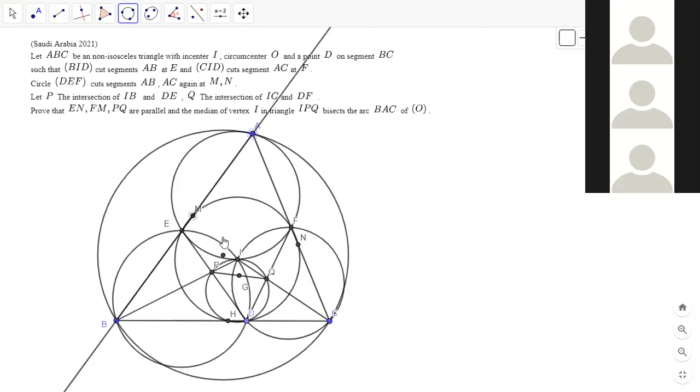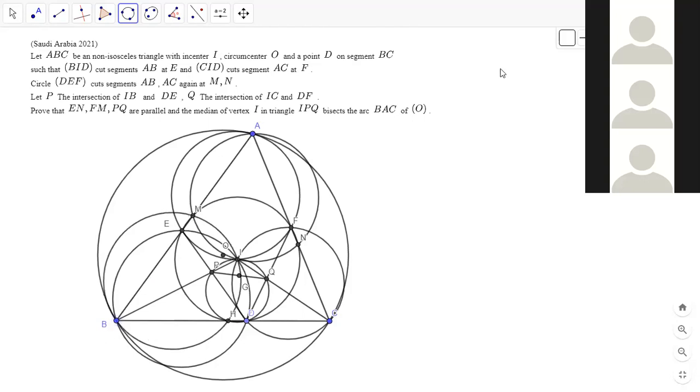By Miquel, we have triangle IME is similar to triangle INF, because IM is equal to IN and IE is equal to IF. So triangle IME is congruent to triangle INF, so that AM is equal to FN. So that shows that ME is equal to FN, and so then we know that MF is parallel to EN, right?